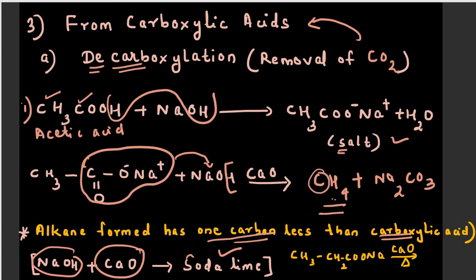Let us make it more clear using this example. Here you can see how many carbons are there: 1, 2, 3. CH3, CH2, COONa. When it reacts with calcium oxide and is heated, our product will be CH3, CH3. So here 3 carbon atoms were there, but the alkane formed has 1 carbon less than the carboxylic acid. And it is known as our decarboxylation reaction.